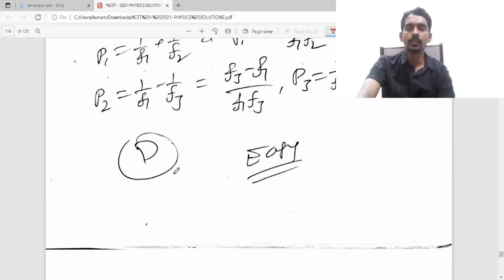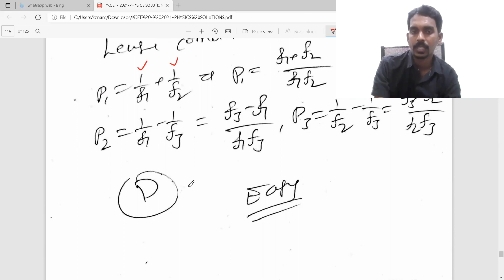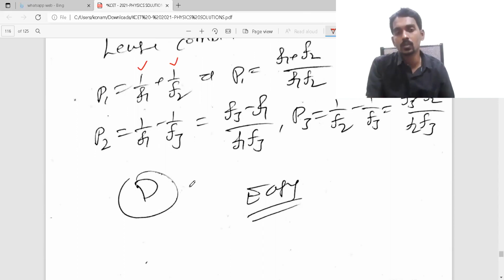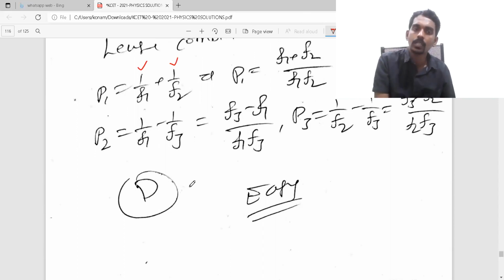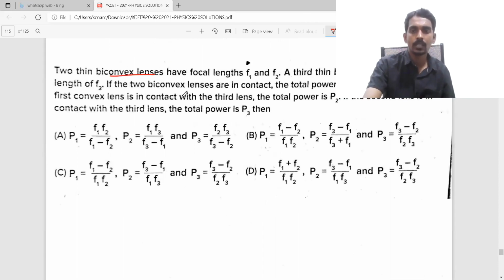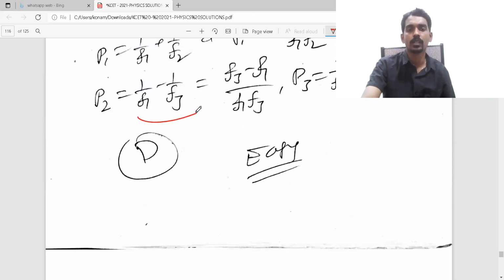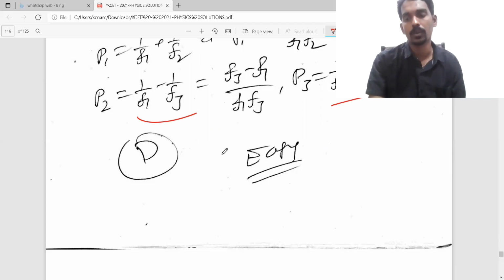Now P2 is the effective power when the first lens is in contact with the third one. The first two lenses are convex, so positive focal length, but the third one is concave, that's why negative focal length. Yes, they mentioned biconvex lenses and a third thin biconcave lens. So that's why f3 is negative, and that's why minus will come. And then P3 is the effective power when 2 and 3 are kept in contact. So accordingly, we will get the equation. Very easy one, only you need to understand it properly.